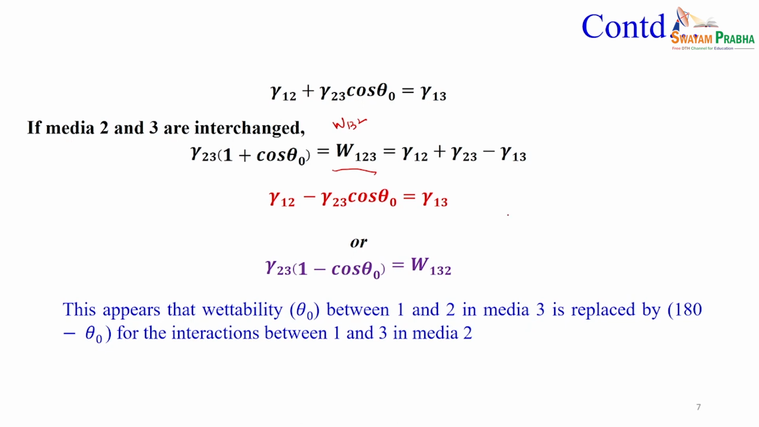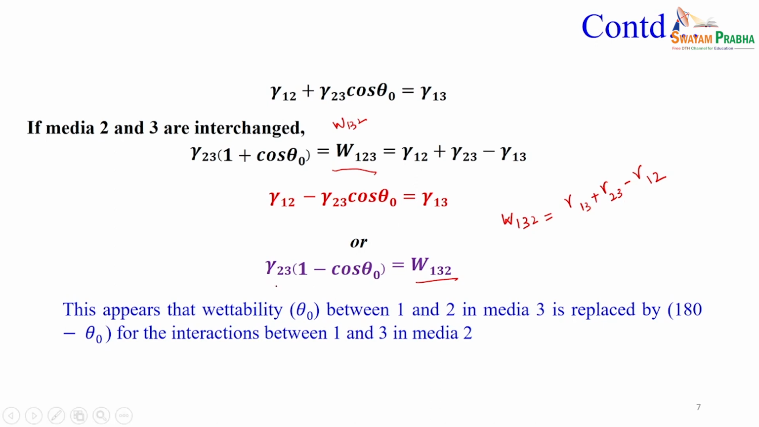Now, from here again if you want to write in terms of this expression, W 1 3 2 is gamma 1 3 plus gamma 2 3 minus gamma 1 2. So, this expression, if you write in terms of, or you can say here we only replace the gamma 1 3. So, for gamma 1 3 you will write gamma 1 2 minus gamma 2 3 cos theta.